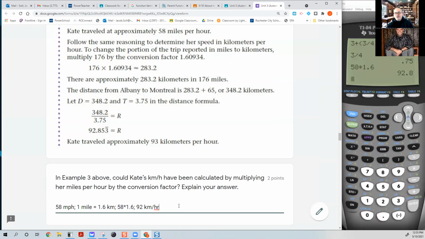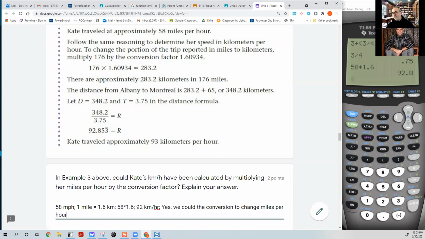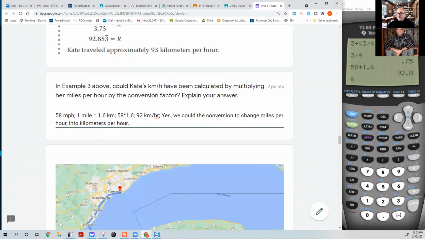So yes, we can use the conversion to change miles per hour into kilometers per hour. All right, 5 minutes left. We have 2 more problems.